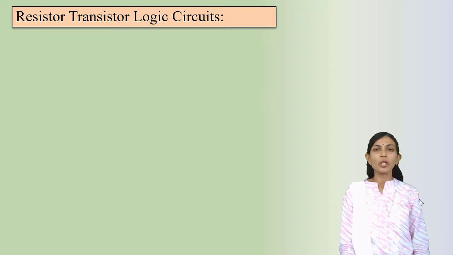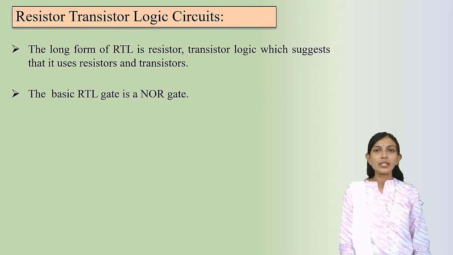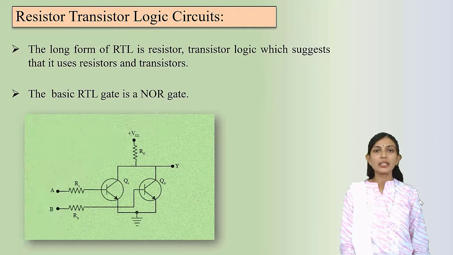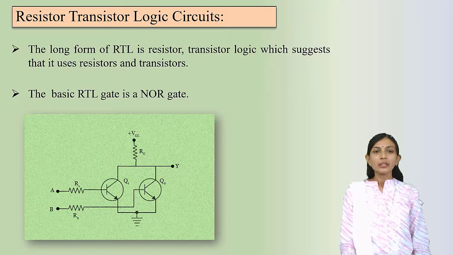This is one of the logic families in which the circuit is designed with resistances and transistors. The basic RTL gate is the NOR gate. Actually, the RTL logic family is the realization of the NOR gate. This is the circuit diagram of RTL. Here I have used two resistances and two transistors. Q1 and Q2 are the two transistors.